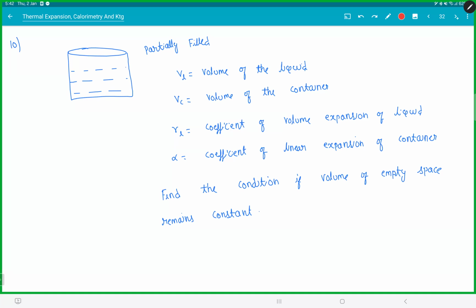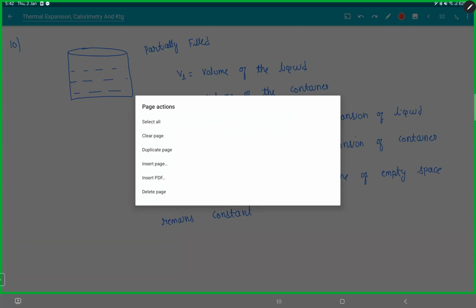I think it's an easy one. I'll give you another 30, 40 seconds. Find the condition. That means, can I say like this? By whatever amount the container expands and the liquid expands, the difference must remain same. Right, Ishana. Let's see, this was easy. Not sure why you got stuck.